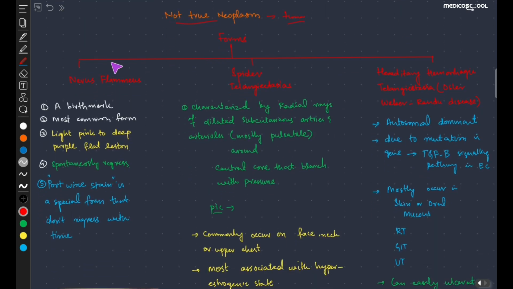It also has three forms. The first one is the Nevus Flammeus, the second one is the spider telangiectasia, and the third one is the hereditary hemorrhagic telangiectasia, also called the Osler-Weber-Rendu disease.